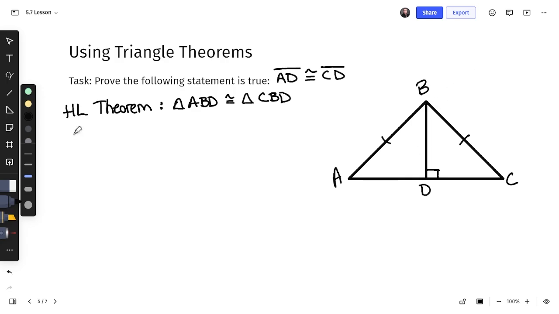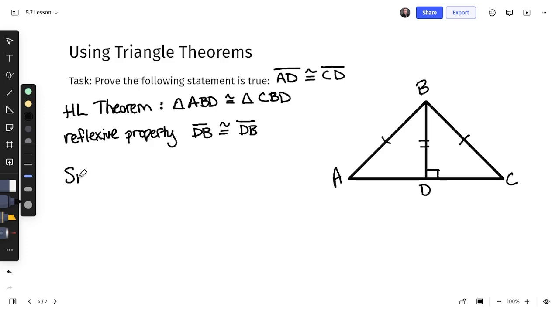Because again, we can use the reflexive property of congruence to say that side DB is always congruent to itself, side DB, which gives us a hypotenuse and a leg of each right triangle to show that the two triangles are congruent.